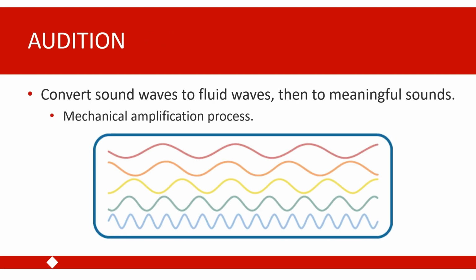The next sense we'll discuss is our sense of audition, or hearing. The process of audition is a mechanical amplification process through which sound waves in the environment are converted into fluid waves in the ear, which are then converted into neural impulses that we perceive as meaningful sounds. Sound waves in the environment have different characteristics that correspond with different characteristics of sounds that we perceive.